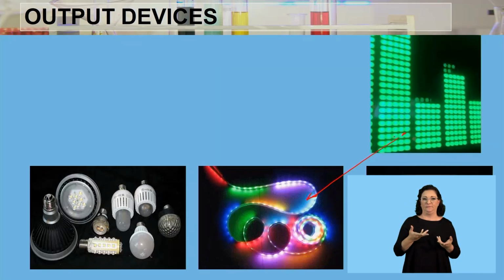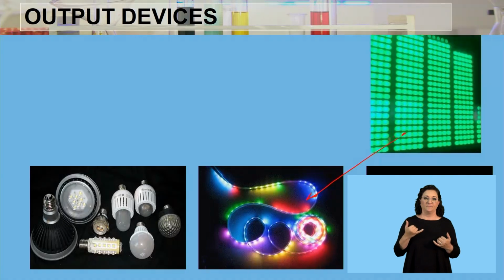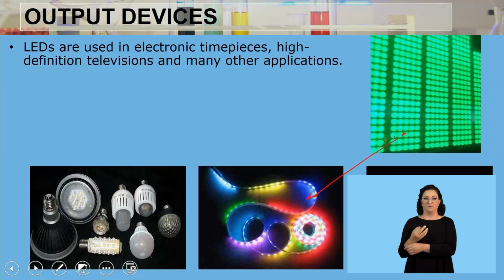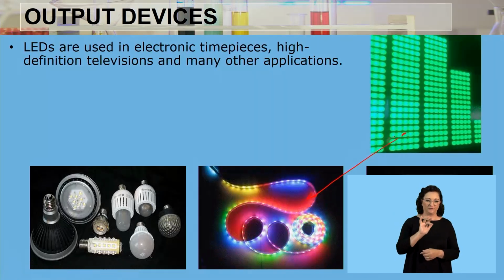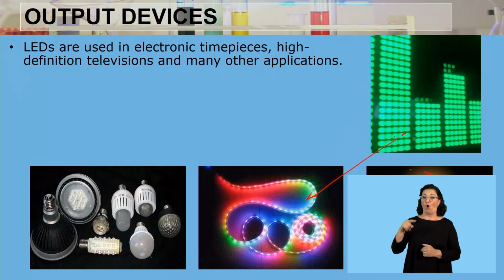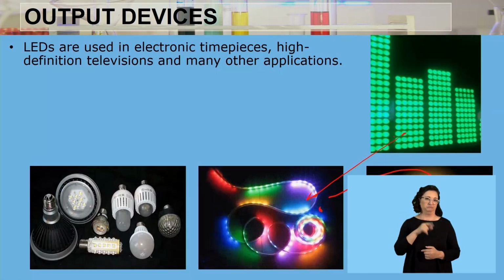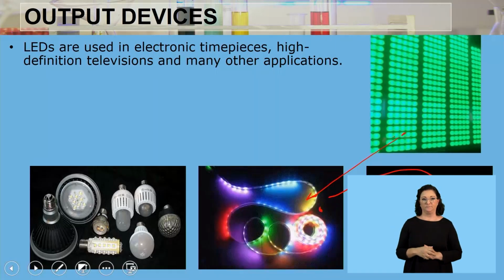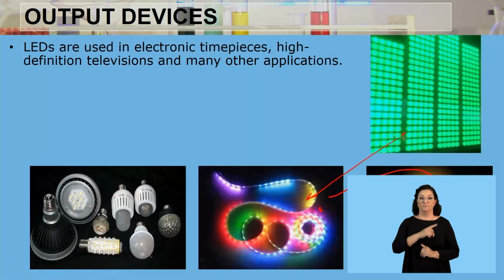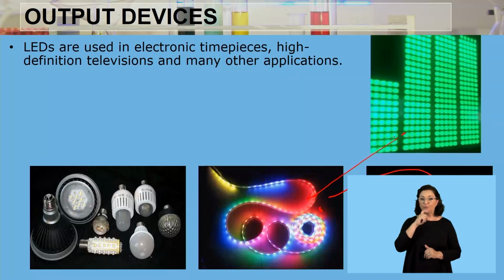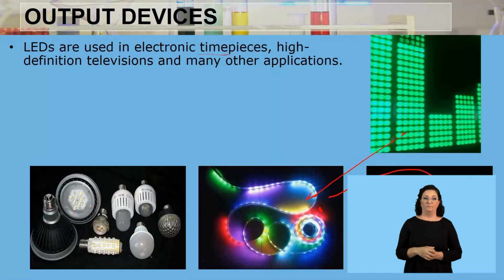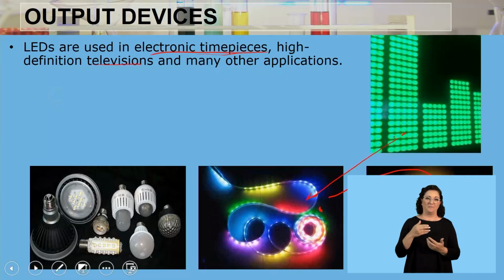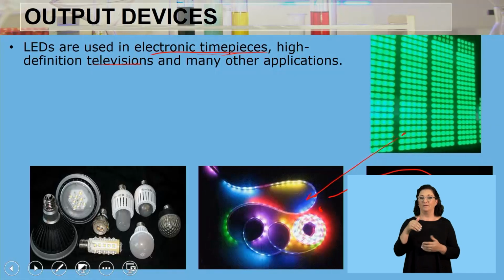If we were to take these two lights and light them for about 3 hours, after some time if you touch one of them, you'll find that this one is much hotter than the LED light. Why? Because this one gets hotter and hotter the more you use it. So where are these LED lights used? They are used in electronic timepieces, high definition televisions, and many other appliances. That's where we use our LED lights.